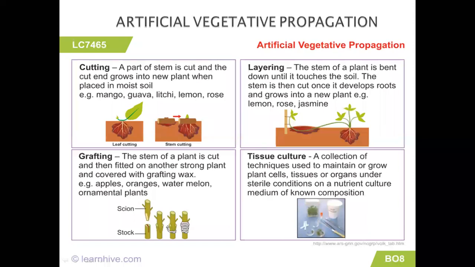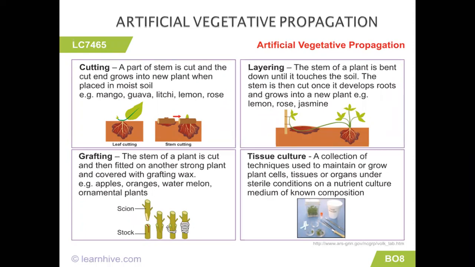Okay, so artificial vegetative propagation means that sometimes we take these vegetative parts of the plants and we culture them, right? Hence it is known as artificial, because it's not a natural process, it's done by humans, by scientists, by farmers. That is why it is called artificial vegetative propagation. So first of all, I will tell you about cutting.